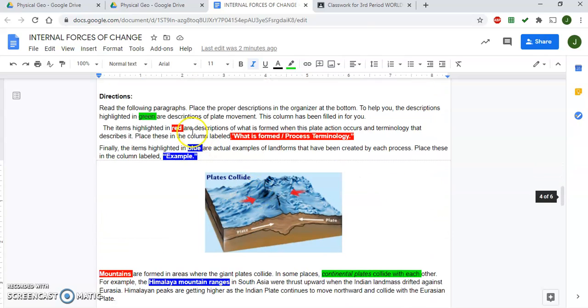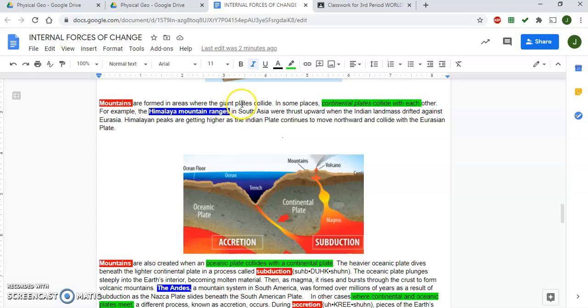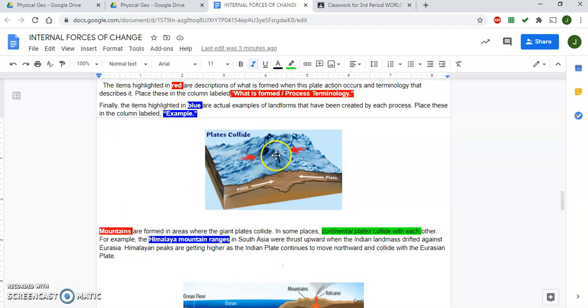Like the very first one talks about mountains are formed in areas where the gigantic plates collide. In some places, continental plates collide with each other. For example, the Himalaya mountain ranges in South Asia were thrust upward when the Indian landmass drifted against Eurasia. Himalayan peaks are getting higher as the Indian plate continues to move northward and collide with the Eurasian plate. I have that diagram to give you an example of that. These are two continental plates coming together.